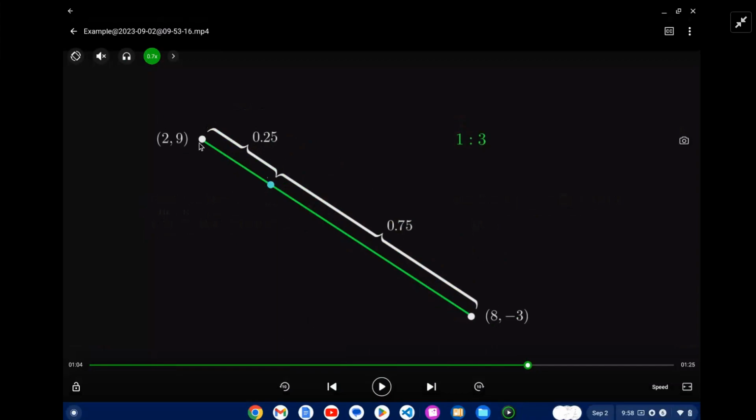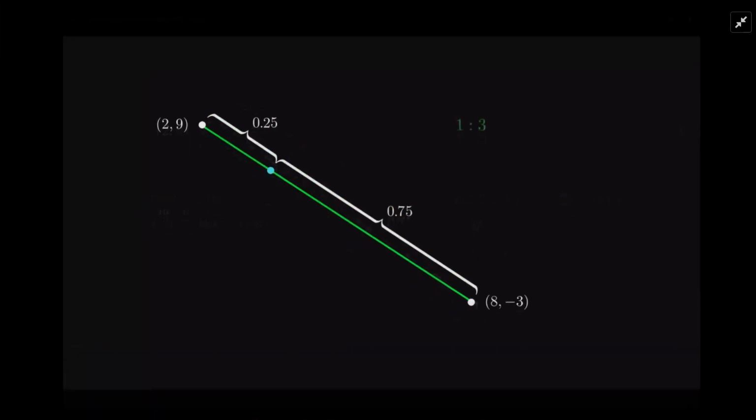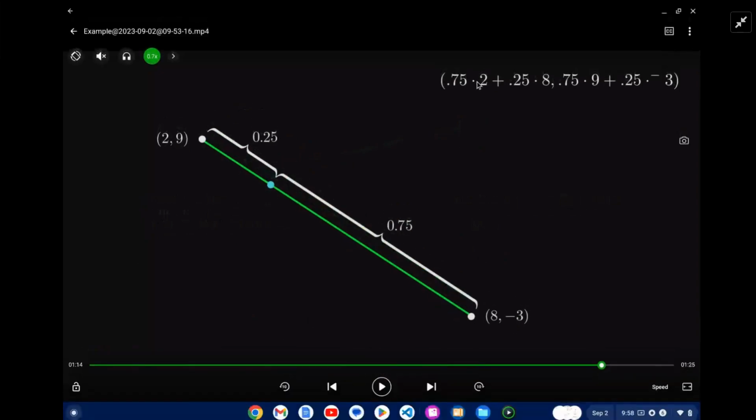The weight is going to be more heavy towards the point that we were closest to. All right. So the 1 to 3 ratio, we're looking for the coordinates of that point, and we set it up as a weighted average. Okay, so let's just pause it here and see what we have. So we have 75% of the 2 plus 25% of the 8.